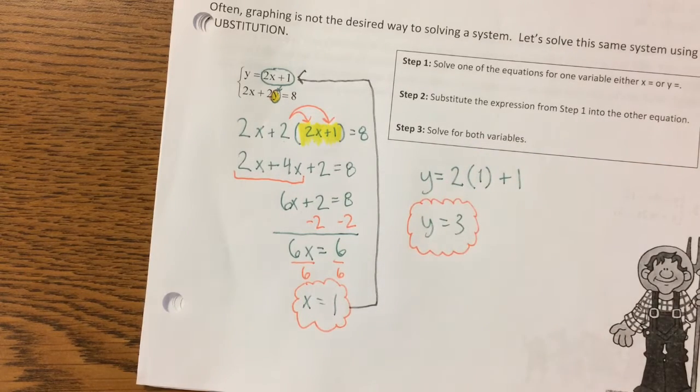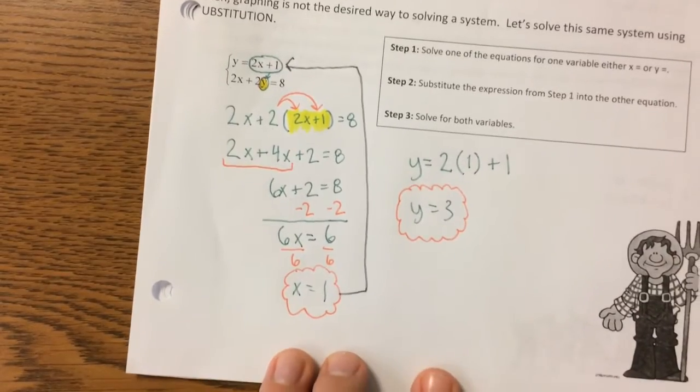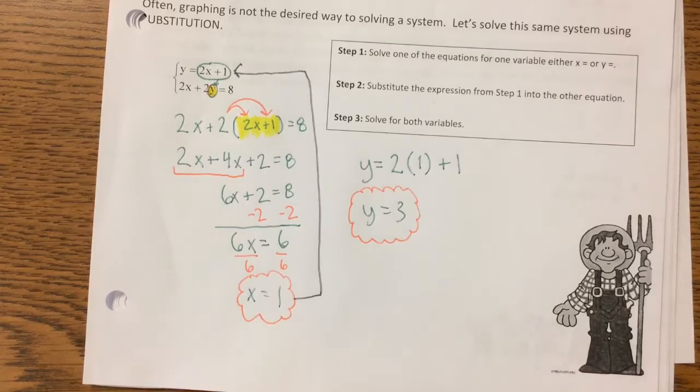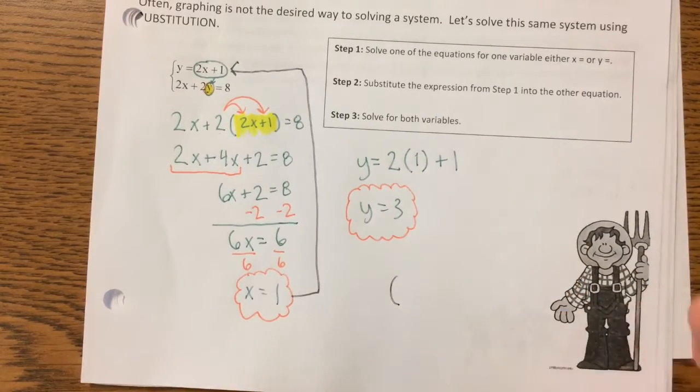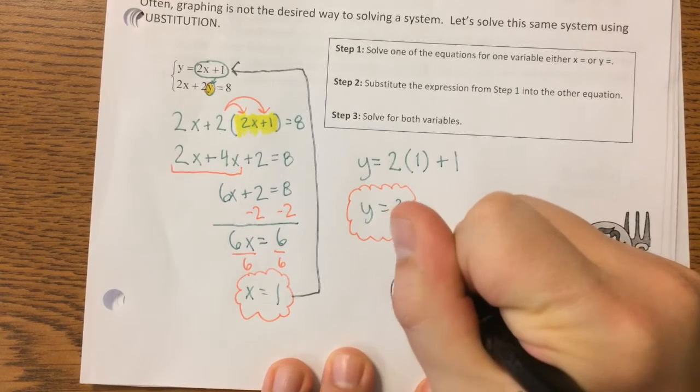This method is called substitution. Later in the week, we'll go over the third and final method called elimination, which is kind of similar to this. It's just a different way of organizing the work. But for now, we've got our solution. I want to write it as a coordinate. Whenever you write the solution to a system, you write it as a coordinate. So x is 1, y is 3, so my solution is (1, 3).